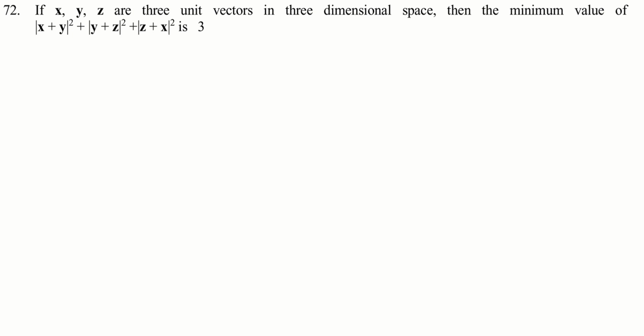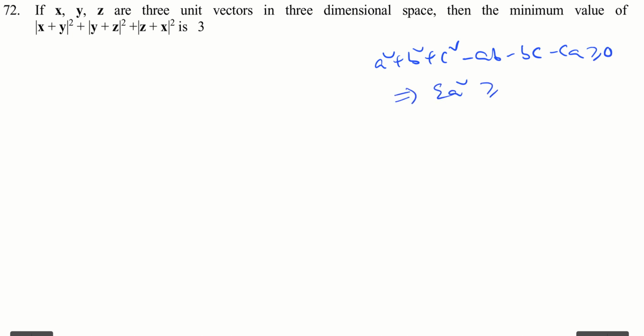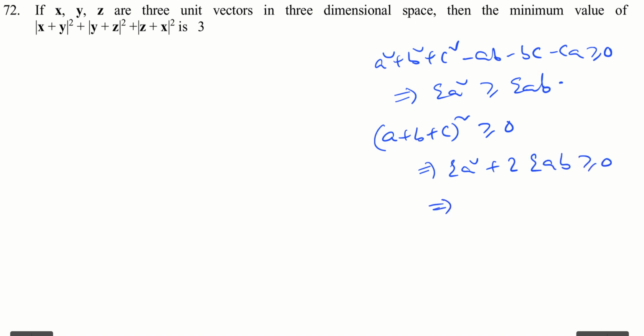I have a square plus b square plus c square minus ab minus bc minus ca is greater than or equal to 0. It means that sigma a square is greater than or equal to sigma ab. And I have a plus b plus c whole square greater than or equal to 0. From this I get sigma a square plus 2 times sigma ab is greater than or equal to 0, or I get 2 times sigma ab is greater than or equal to minus sigma a square.